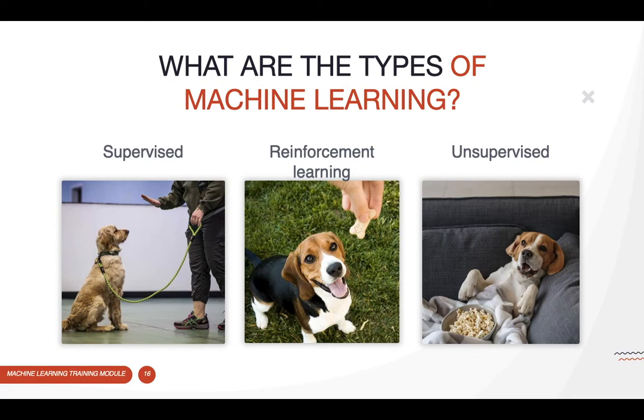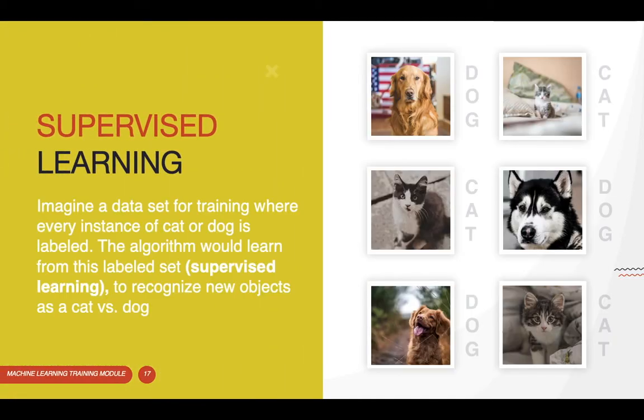Let's go over some of the major types of machine learning: supervised learning, reinforcement learning, and unsupervised learning. Supervised learning: imagine a dataset for training where every instance of a cat or dog is labeled. The algorithm would learn from this labeled set, supervised learning, to recognize new objects as a cat versus a dog. So here you see the labels, and you see these adorable dogs and cats.